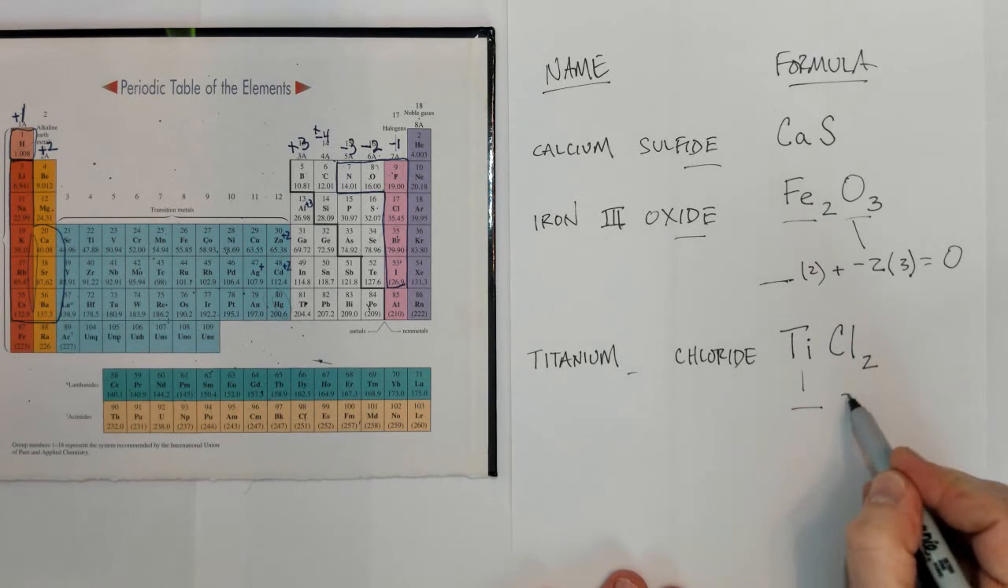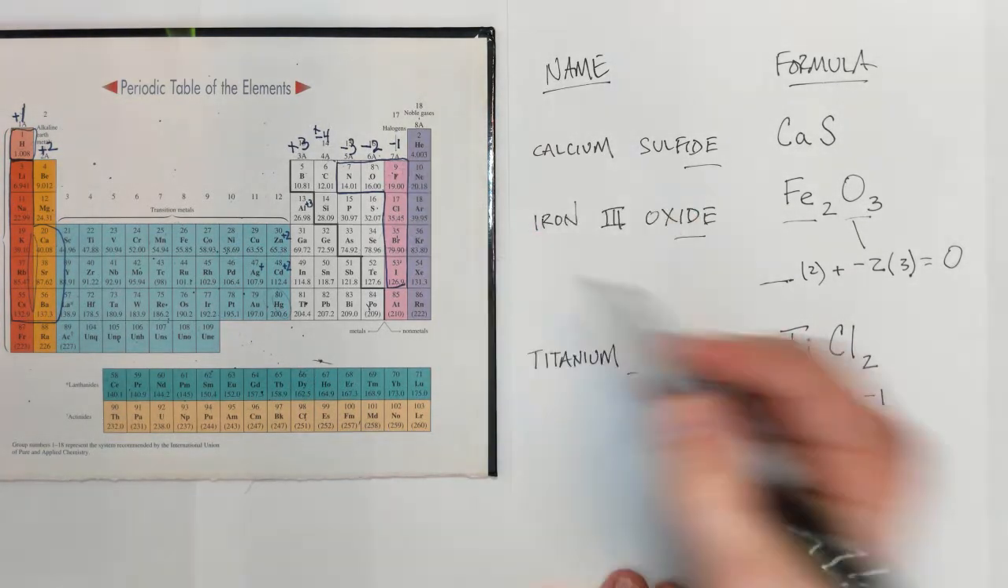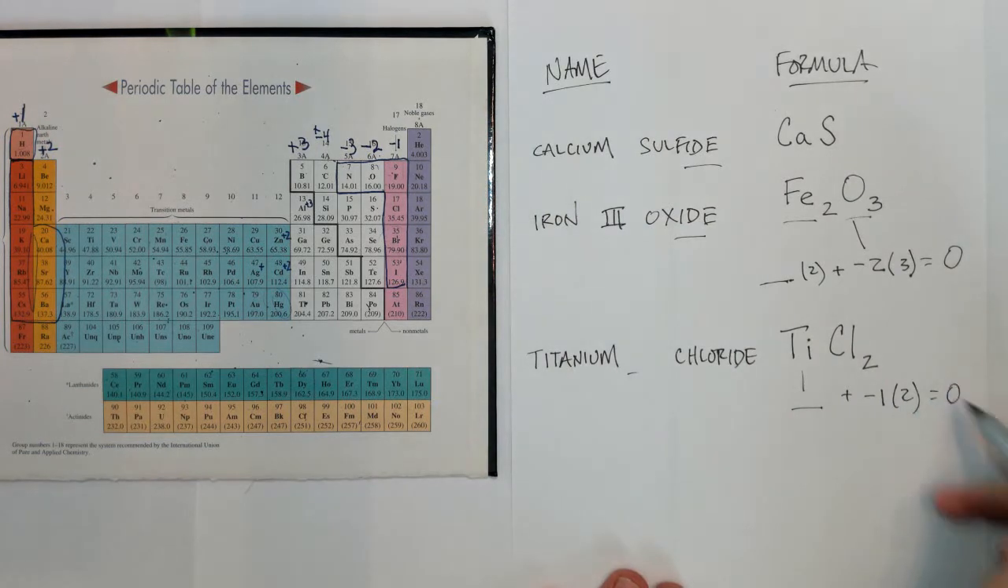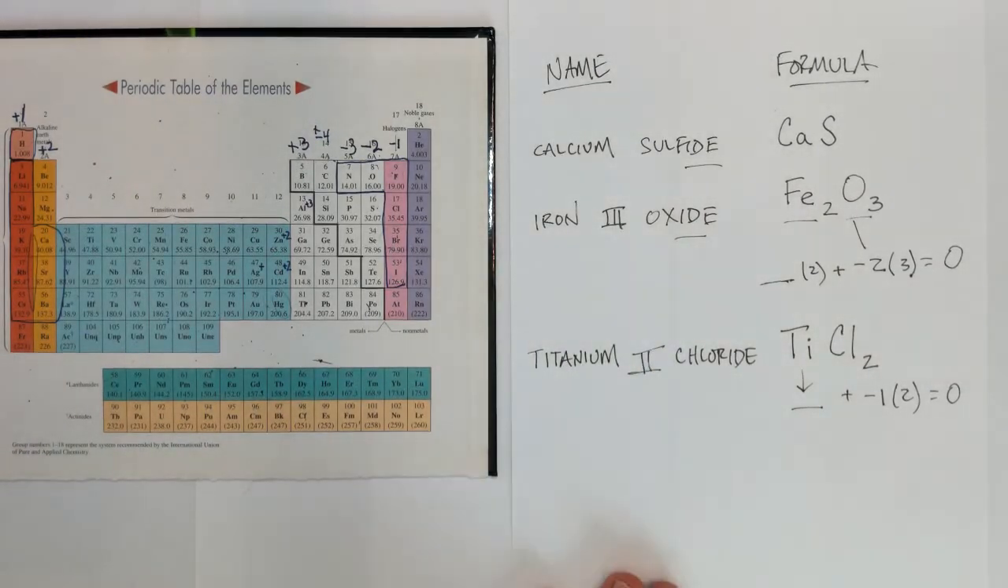Titanium is some charge. Chlorine's a -1 because if I look on the periodic table, it's in group 17. There are 2 of them, and it has to add up to equal 0. So what does titanium's charge have to be? Well, it's got to be Roman numeral 2.